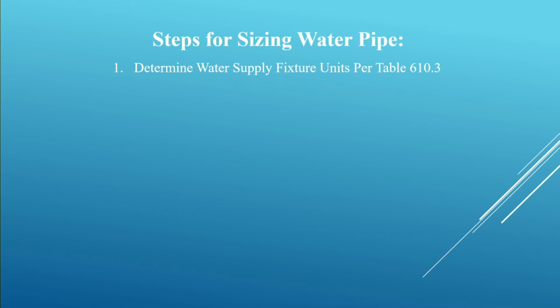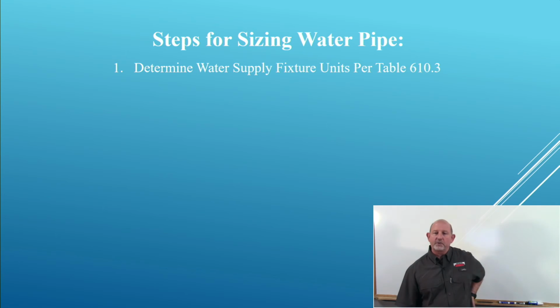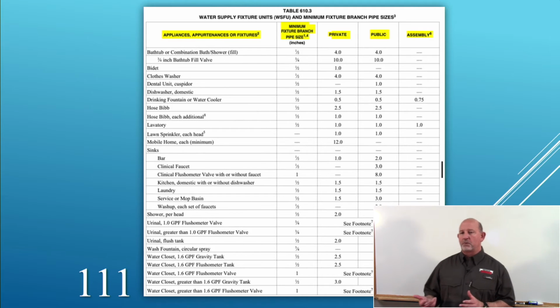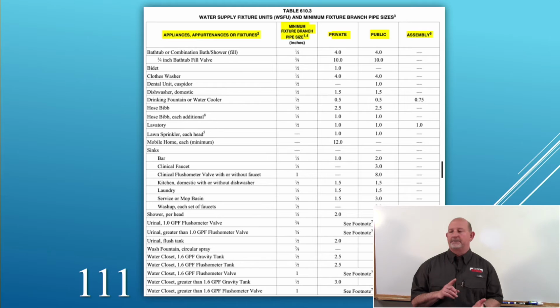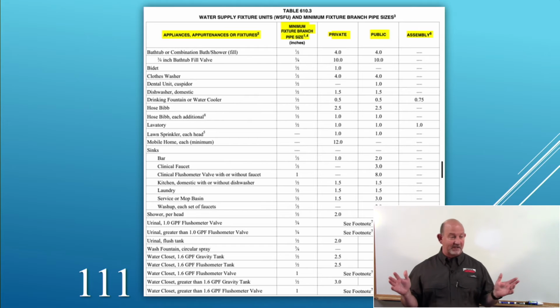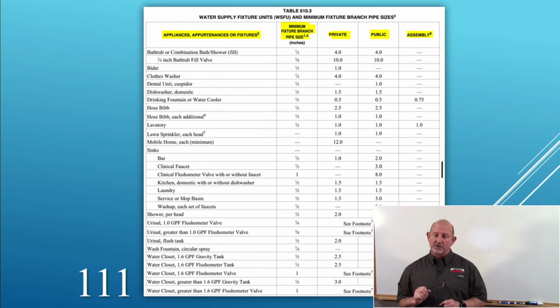So step 1 says we are going to determine the water supply fixture units per table 610.3, right? So what we're going to do is we're going to go to page 111, table 610.3, and we're going to look up our hose bib, right? First thing on the design was a hose bib. 1 hose bib's worth 2.5. So we put that there because that's our first hose bib.